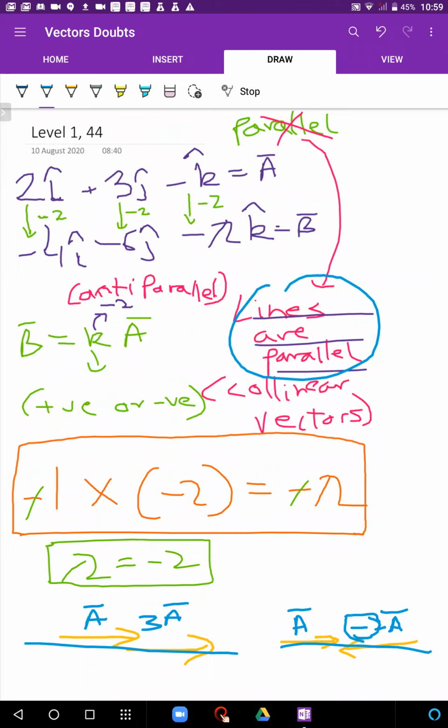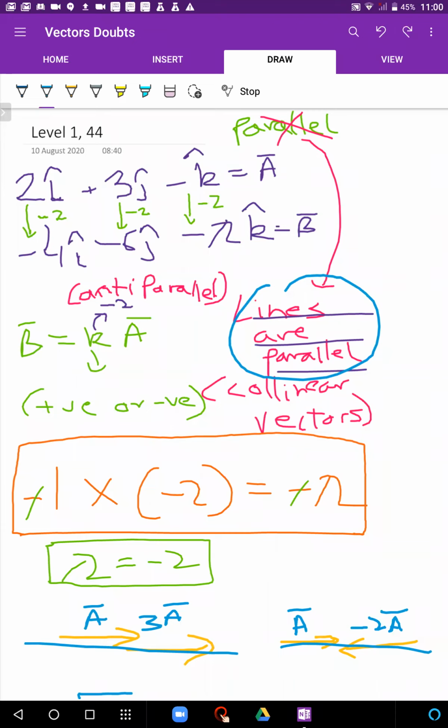For parallel, we multiply by a positive number; for anti-parallel, we multiply by a negative number. Either way, in both scenarios, the lines are parallel. In both scenarios, the vectors are along the same line. The lines are parallel. They're not along different lines. They're along parallel lines. You can even say that they're along the same line.